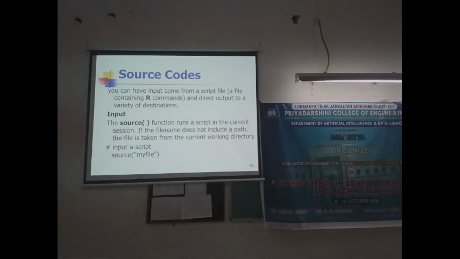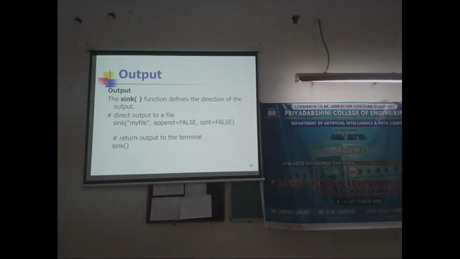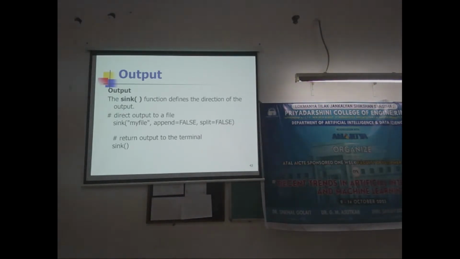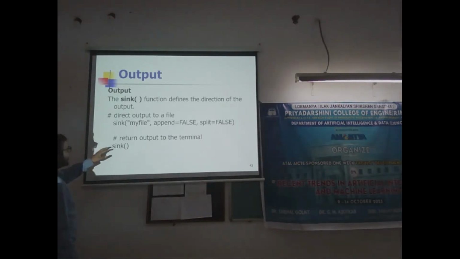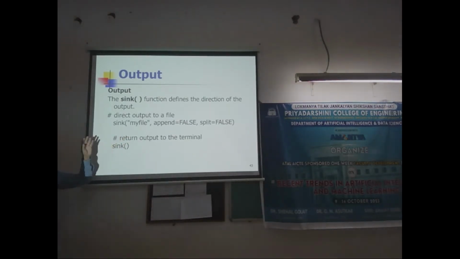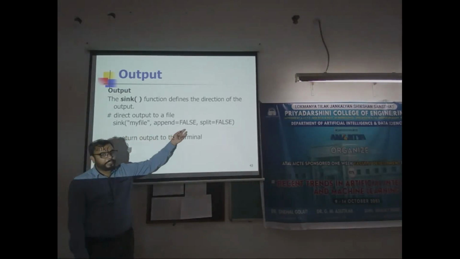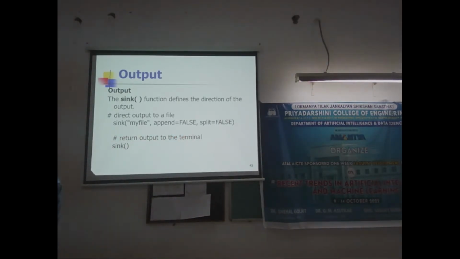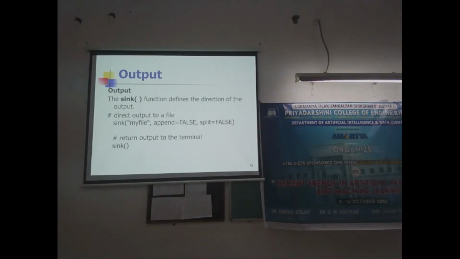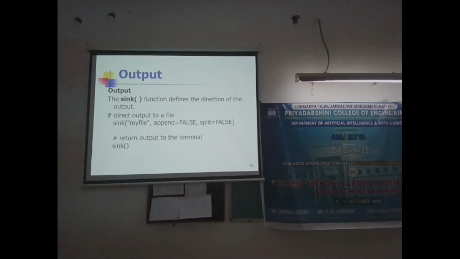So you can write a source function which will run this script file, in case you want to. Then there is another function called sink, where you can save the output of your script. The sink function with file name and append is used in case you want to append to an existing file. And the split. What does that split mean? Whatever output you are getting, if you want it on the console as well as in a file, then you should write split equal to TRUE, or split equal to FALSE.